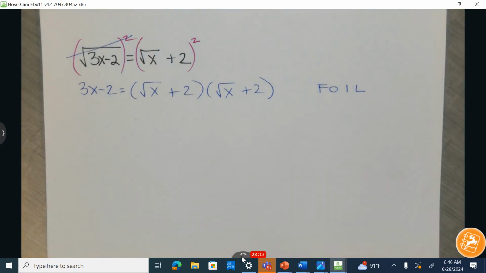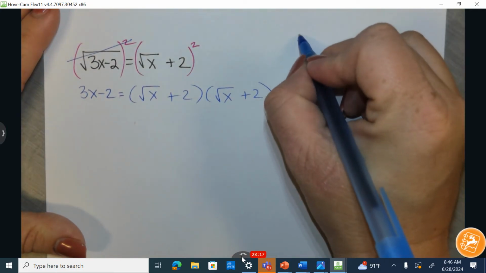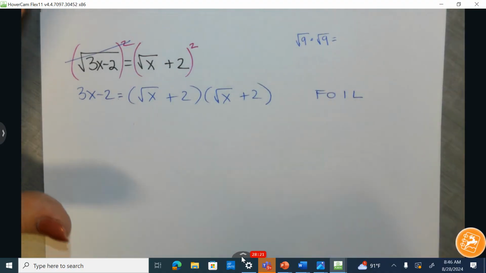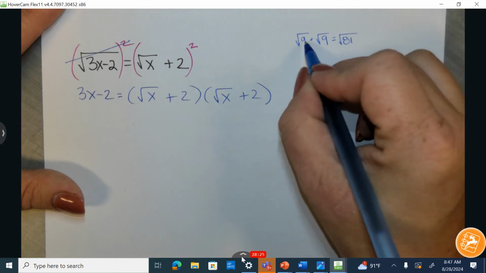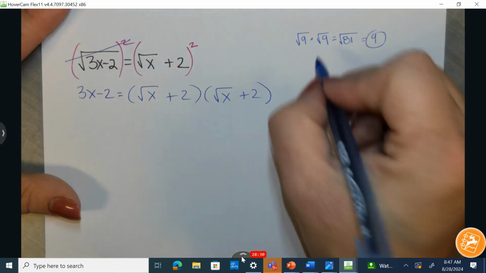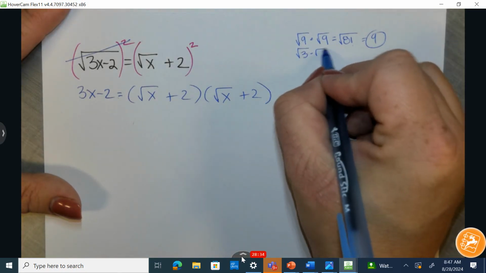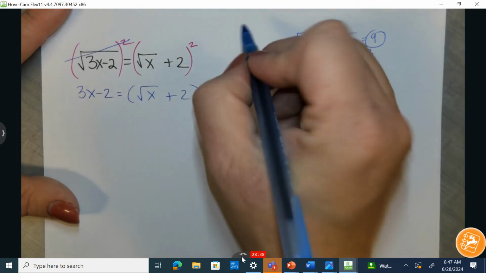So I'm going to divert from this problem for just a second, and I'm going to ask you a question. If I gave you the square root of 9 times the square root of 9, wouldn't you end up with the square root of 81? Because 9 times 9 is 81. And what's the square root of 81? 9. Let's try another one. Square root of 3 times the square root of 3 is the square root of 9, which just gives you 3.